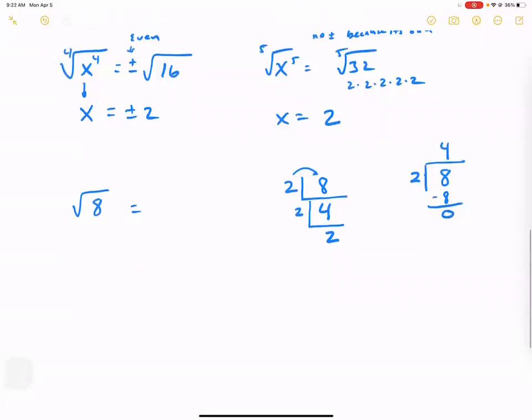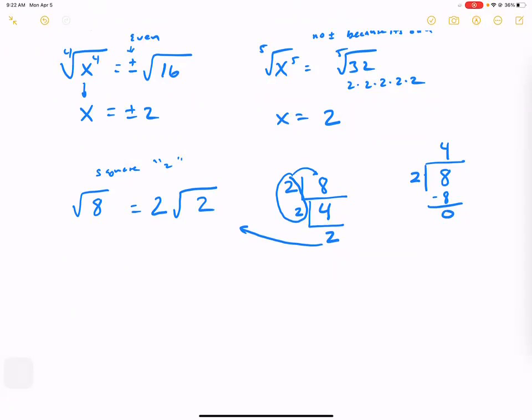Okay, so next thing I want to say is this is a square root, right? And square roots are looking for pairs of 2. Pairs. So I do have a pair here. I circle it. That goes out. What's left over on the inside? I have 1, 2 left over on the inside. So you don't always come out clean with the radicals.